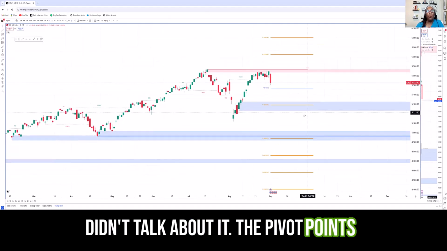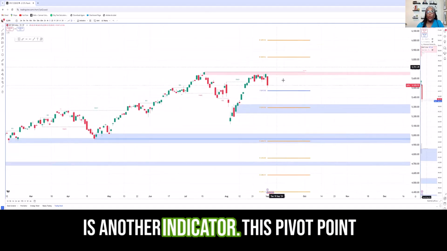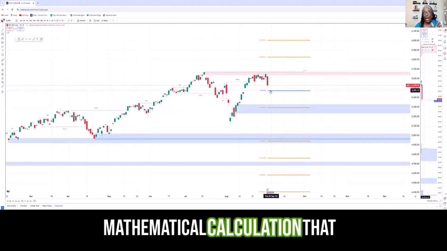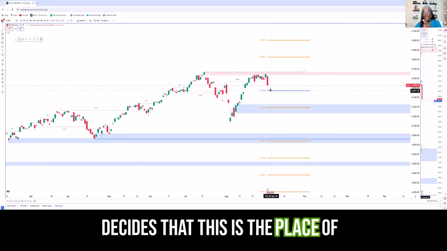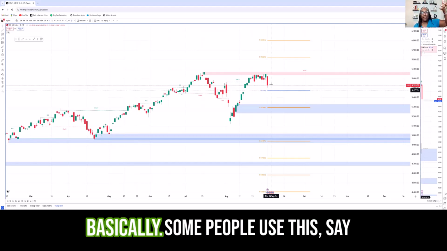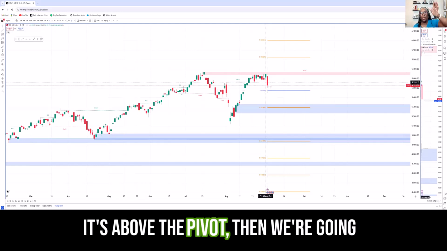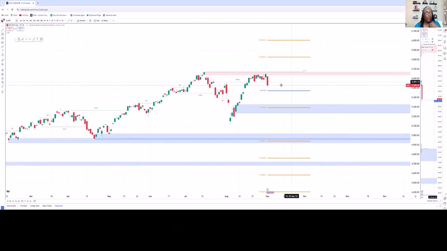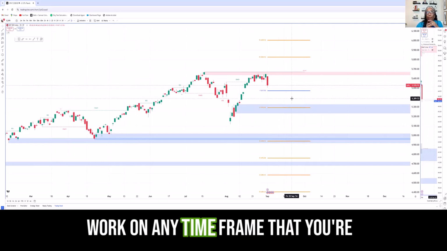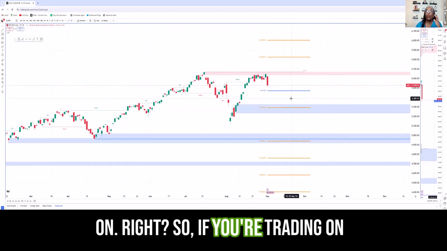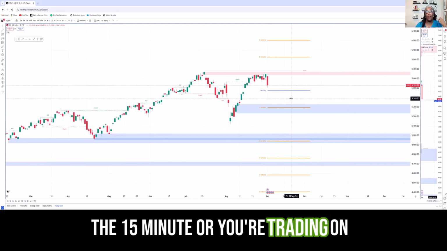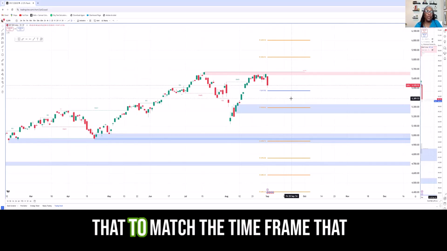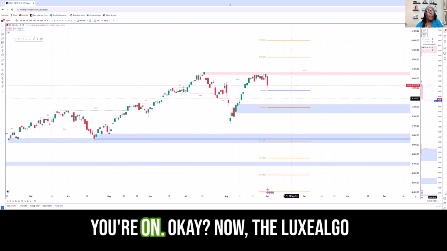The pivot points is another indicator. This pivot point here is basically the place. It's a mathematical calculation that decides that this is the place of pivot, where we pivot up and down basis. Some people use it to say if it's above the pivot, then we're going up, and if it's below the pivot, you're going down. And the pivot points work on any time frame that you're on. So if you're trading on the 15-minute, or you're trading on the day, or you're trading on the hour, the pivot points adjust to match the time frame that you're on.